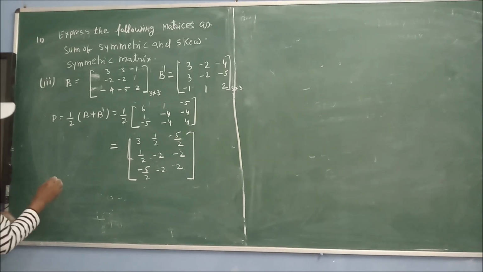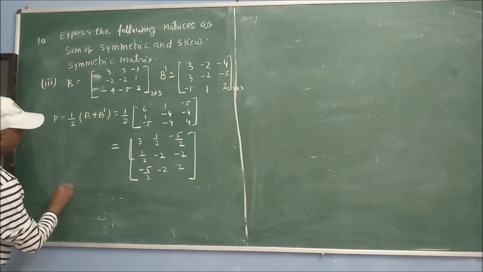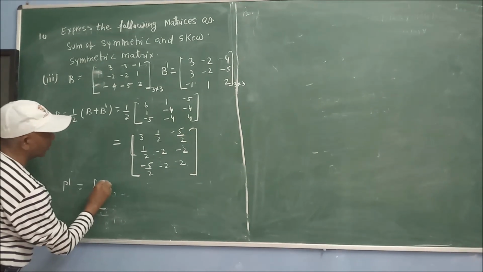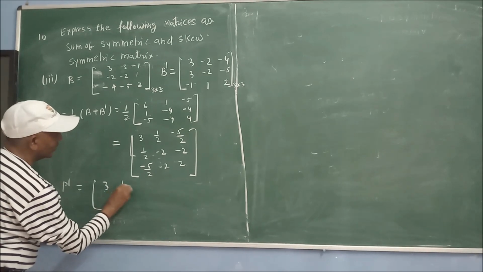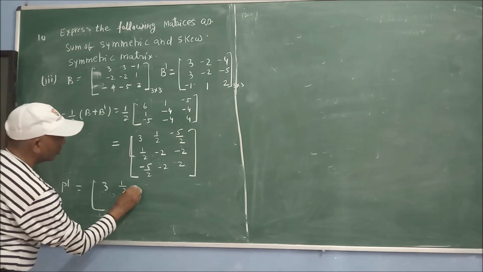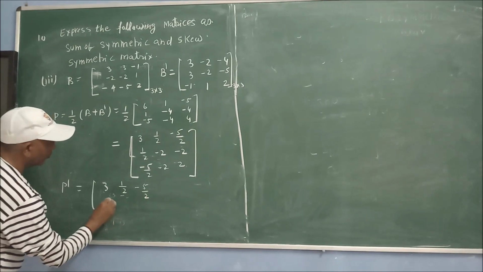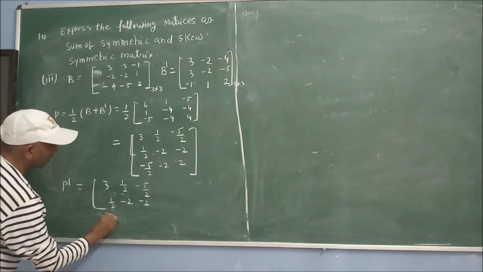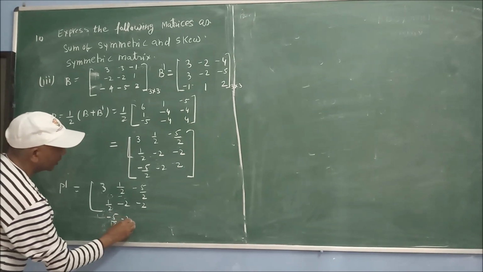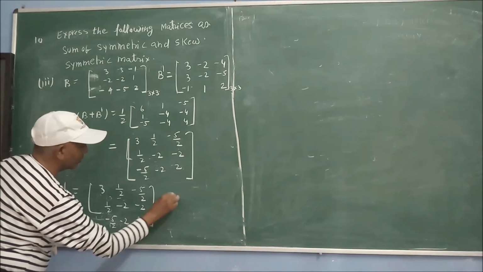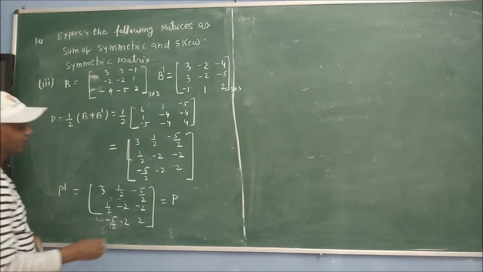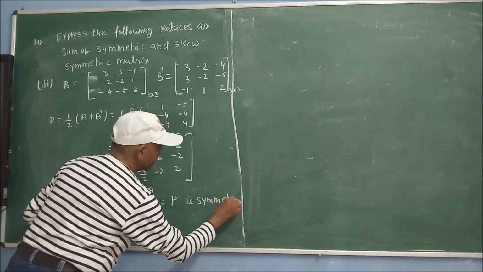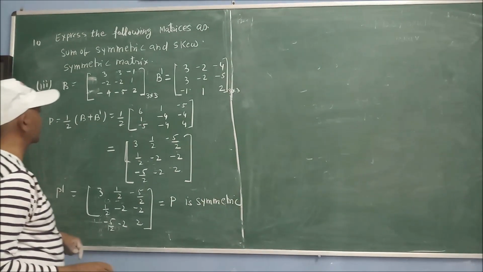Again, find the value of P transpose. So P transpose is equal to, change R1 and R2. So you can write 3, 1 by 2, minus 5 by 2, again 1 by 2, minus 2, minus 2, again minus 5 by 2, minus 2 and 2. So you can say this is nothing but equal to P. That means we can say that P is symmetric. So this is an example of a symmetric matrix. So we have shown that P is a symmetric matrix.